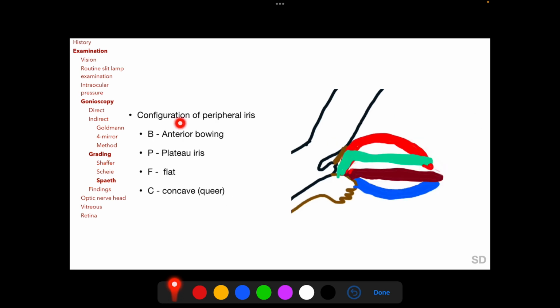The configuration of the peripheral iris is classified as B when it bows anteriorly, as P when the configuration is that of a Plateau iris, as F when it is flat, and as C when it is concave, also called queer in the Spaeth's grading system.